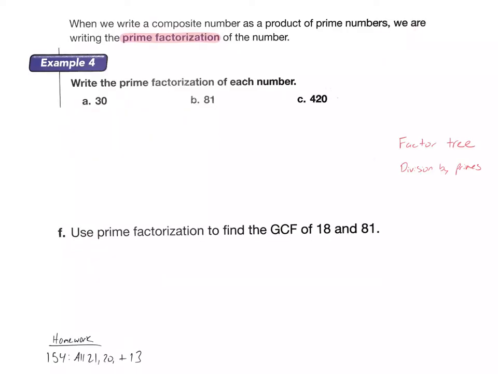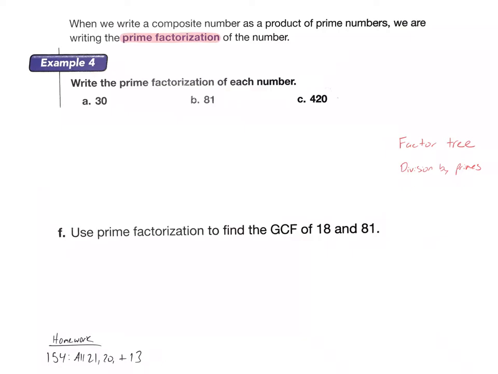Alright, now when we write a composite number as a product of prime numbers, we are writing what we call the prime factorization. Now the cool thing about prime factorization is that those are unique, meaning that there's exactly one prime factorization for each composite number. Now there's a couple different ways to do that. The one you're probably the most familiar with is what we call a factor tree to find those prime factorizations. And the other way, which we're going to talk about a little bit, is division by primes.